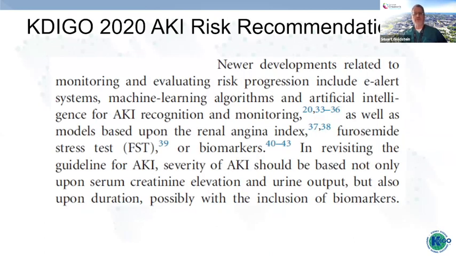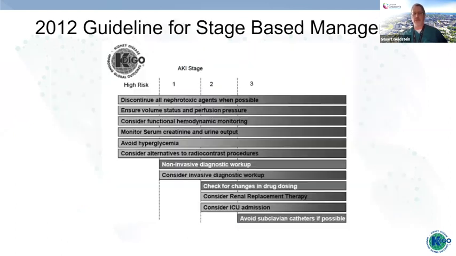So, what are the risk recommendations from the Controversies Conference of last year? Newer developments related to monitoring and evaluating risk progression, including e-alert systems, machine learning algorithms, and artificial intelligence for recognition and monitoring. And that is what the renal angina index and biomarkers have done. And we need to now do this in more prospective fashions and with larger multi-center work.